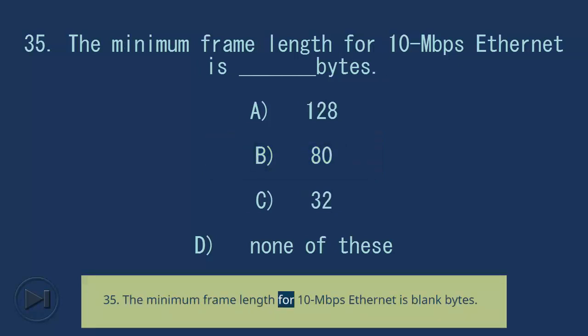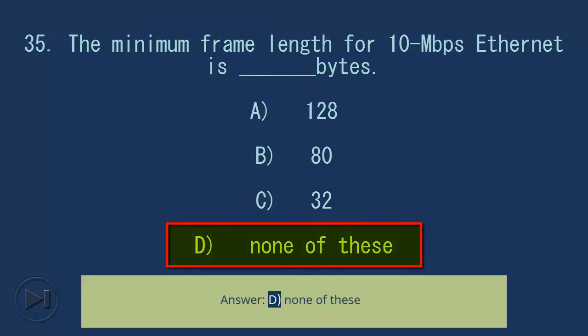35. The minimum frame length for 10 Mbps Ethernet is blank bytes. A. 128. B. 80. C. 32. D. None of these. Answer, D. None of these.